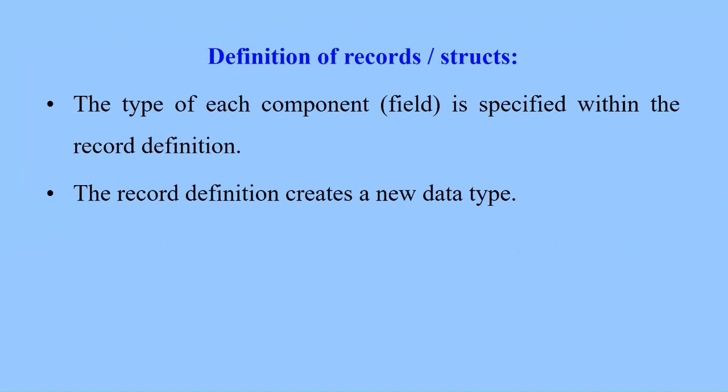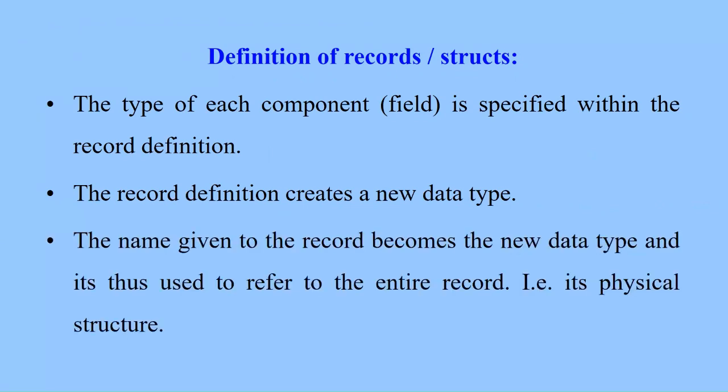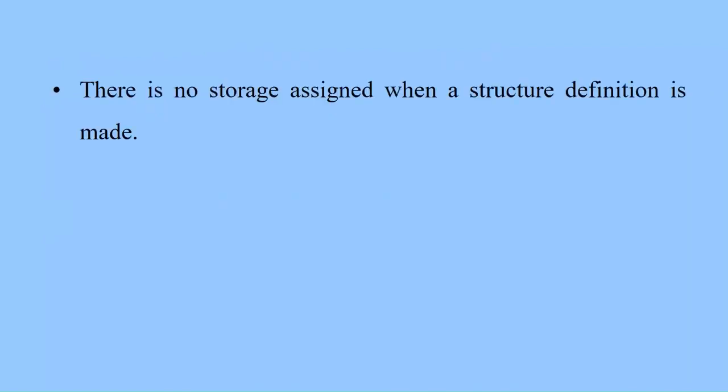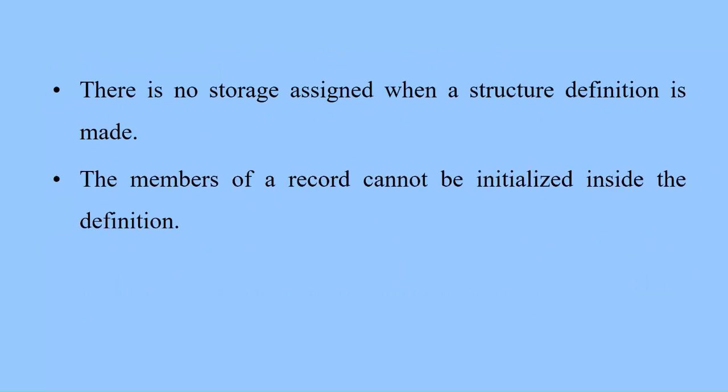So, how do we define records or structs in a programming language? The type of each component or field is specified within the record definition. The record definition creates a new data type. The name given to the record becomes the new data type, and it is thus used to refer to the entire record, that is, its physical structure. There is no storage set aside when a structure definition is made. The members of a record cannot be initialized inside the definition.